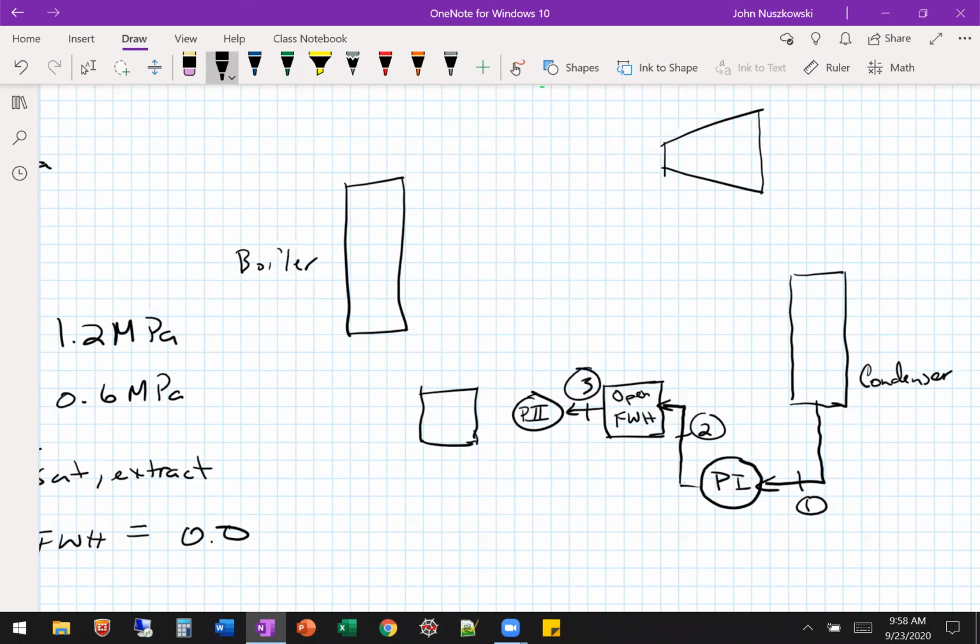All right, so what leaves that pump goes into the closed feed water heater and flows basically right through it, right? Because in the closed feed water heater the pipes are connected. So that's then state 5 that it leaves. So this is our closed feed water heater. Okay, all right, then we have our boiler.